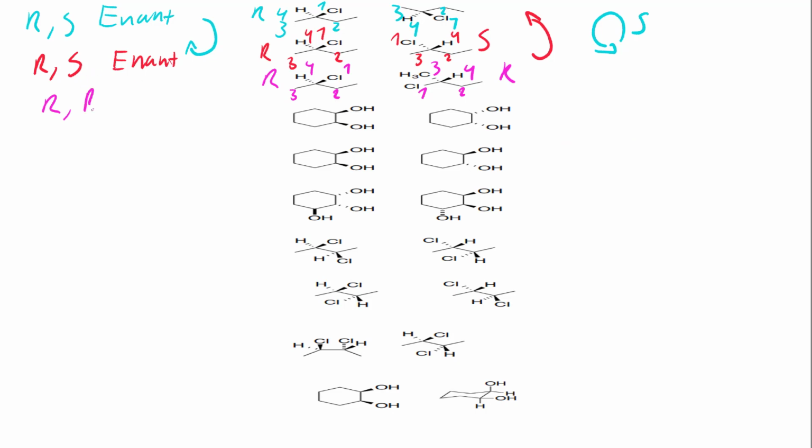Now notice that these molecules were both chiral. And notice that I have R and R. That means that they are going to be the same thing. They are the same. If I had S, S, that's going to be the same. If I had R, S, that's going to be an enantiomer. If I have S, R, that's going to be an enantiomer.